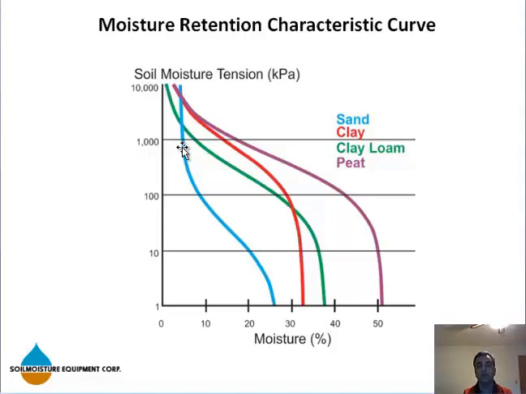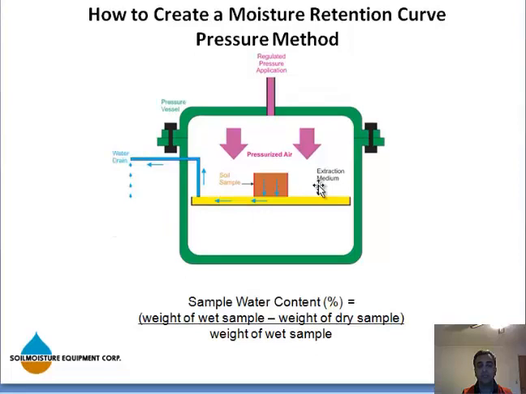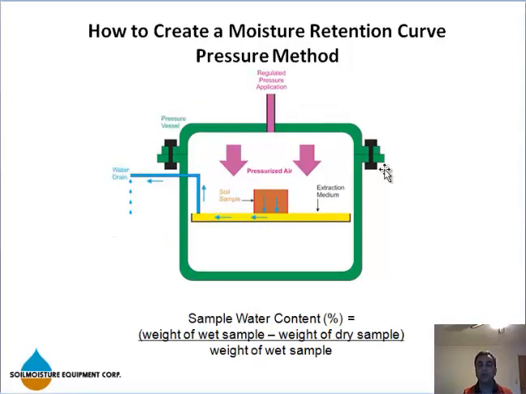We also have an extractor model 1020 that goes to 100 bar. It is used in other branches of science. We have a lot of customers in construction, research, soil physics labs, so they might want to go beyond 15 bar. Okay, so let's look at an extractor closely, and I will explain how a measurement is done.